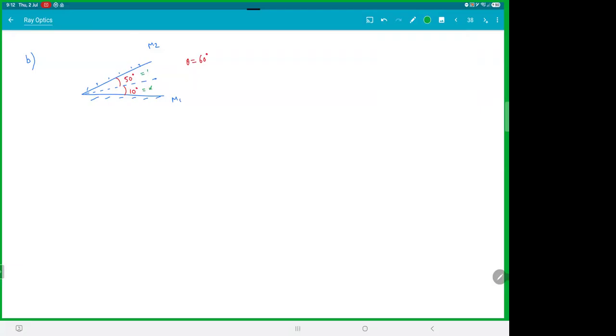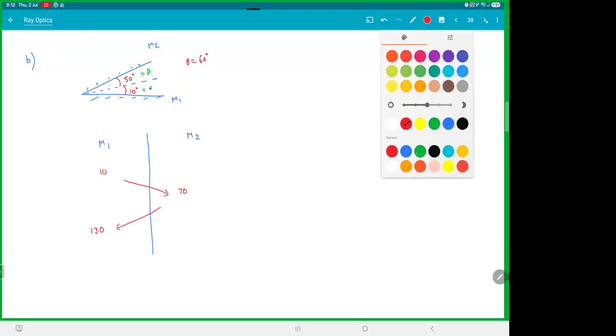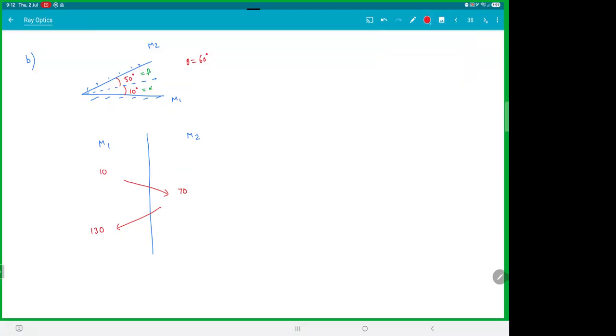So this is alpha, this is beta, M1, M2. So your alpha was 10 plus 60, 70 plus 60, 130 plus 60, 180, you're crossing. So we will not do it. 60, 10, 70, 30. We are done there. Great. 50, 50 plus 60, 110. 110 plus 60, 170. We are done there.